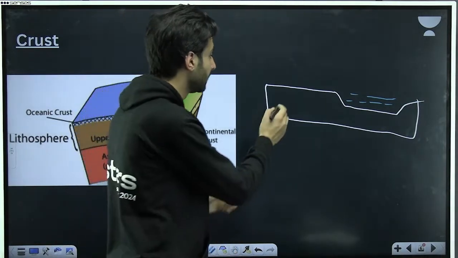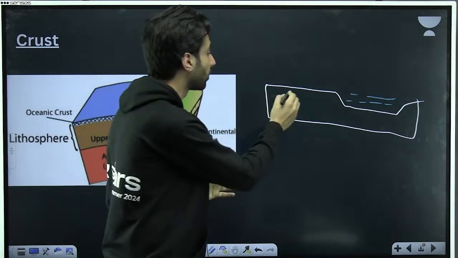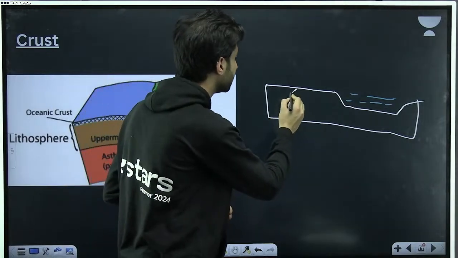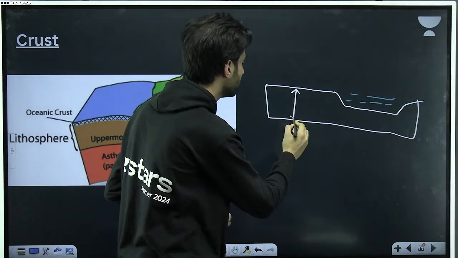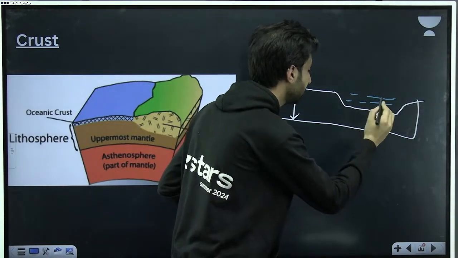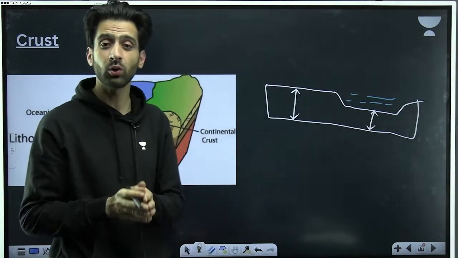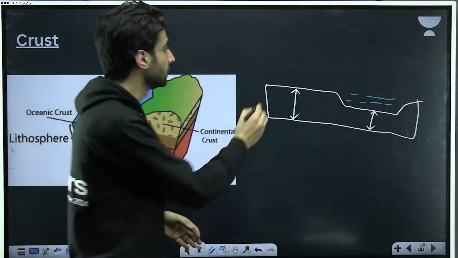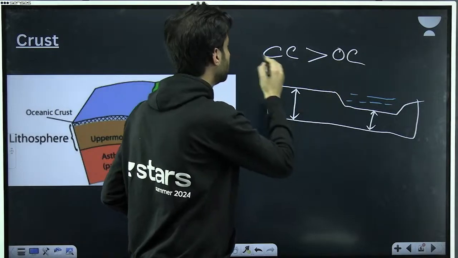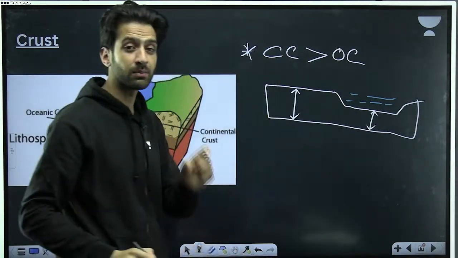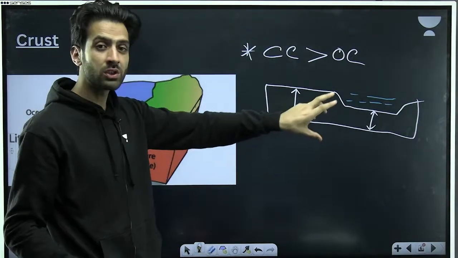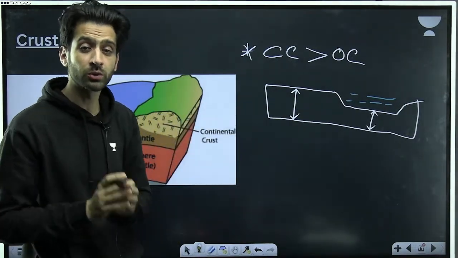Okay. See, if you look at this image, you will realize that the continental crust is thicker as compared to the oceanic crust. See, the thickness here is more as compared to this. So the first question that you might get is, is the continental crust thick or the oceanic crust? So the continental crust is thicker than the oceanic crust. Remember the words that I'm saying. Thickness, it's about thickness, because after this we'll learn about the density as well. So continental crust is more thick as compared to oceanic crust.